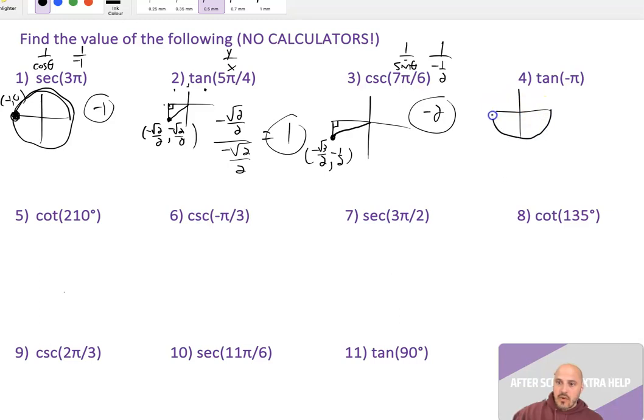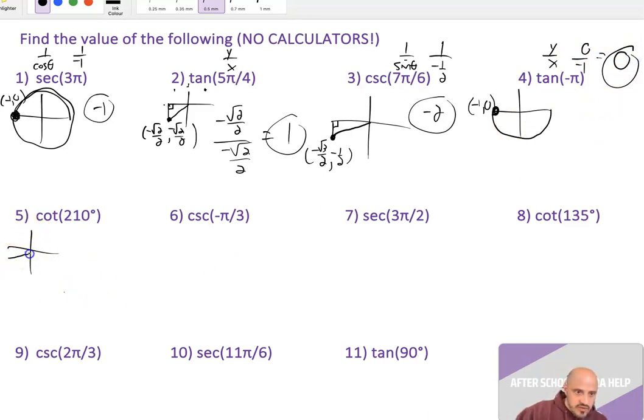Well, I'm going to go clockwise. -pi is over here. Let's write out my coordinates. My x value is -1. My y, I'm not up or down at all. And tangent, we said, was y over x. My y value is 0, and my x value is -1. If I simplify, 0 over anything is just going to be 0.